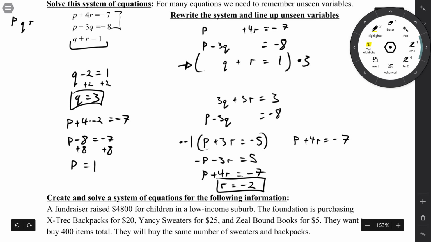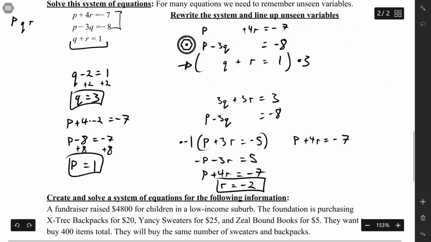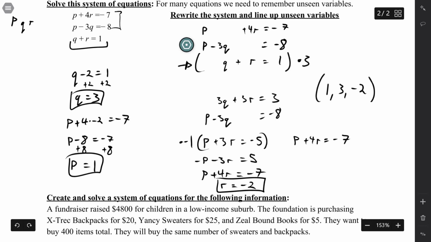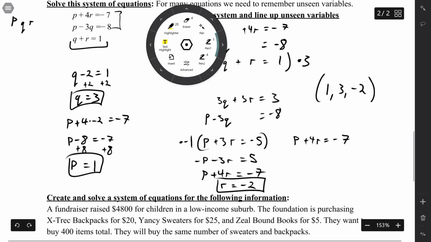And remember, we want to write this as an ordered triple if we can, and we can. These are all alphabetical letters, and they're right next to each other in the alphabet. So we'll write that as an ordered triple. PQR is 1, 3, negative 2. That's everything. On to the next one here.